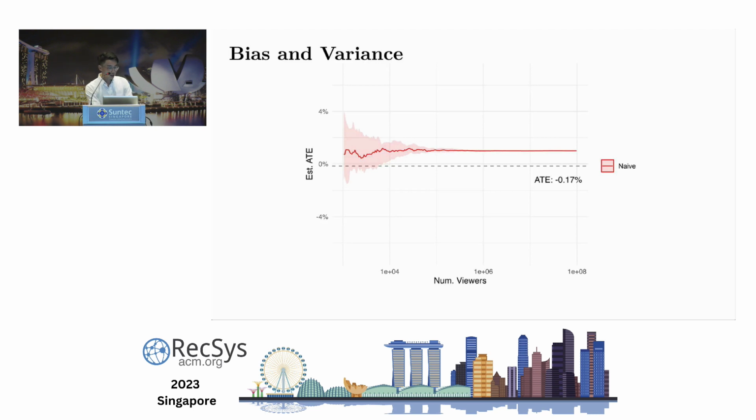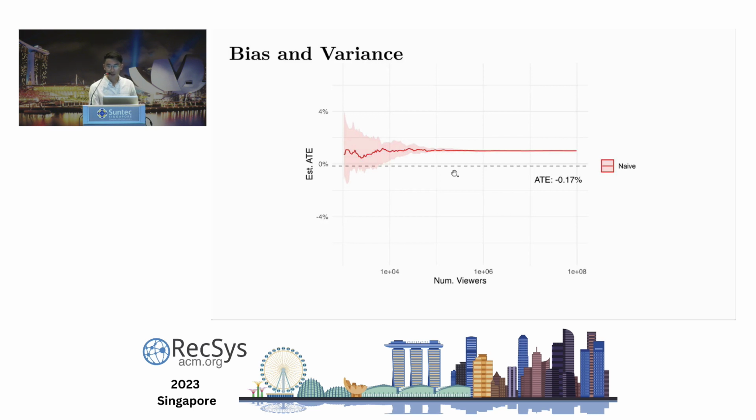So here's what the various estimators look like. On the x-axis, we have the number of viewers, and this goes from 0 to about 100 million, which is the order of magnitude of what you'd see in a day at Douyin. The y-axis is the estimated treatment effect. And the dashed line is the true treatment effect, which is about minus 0.17%.